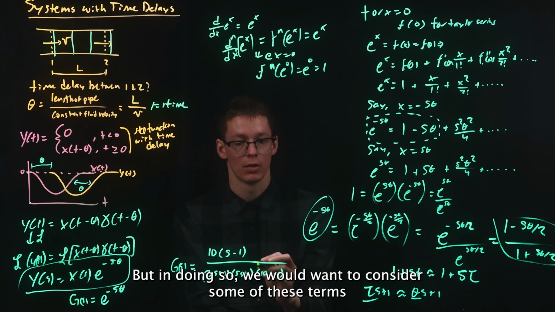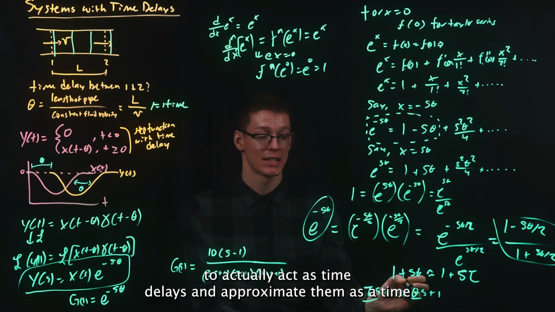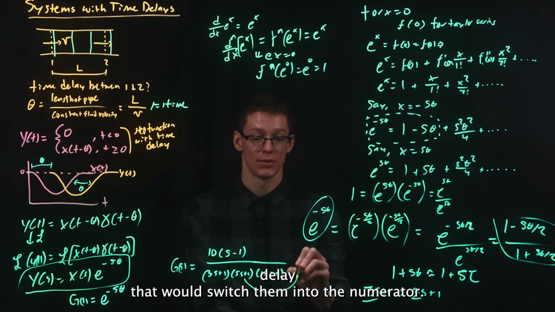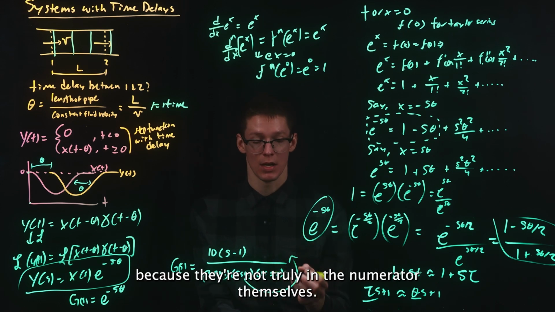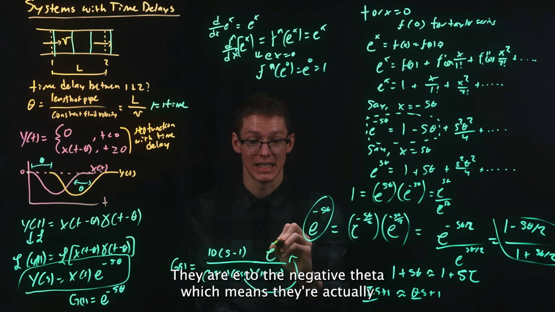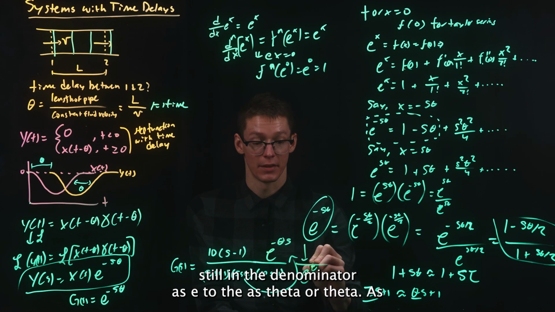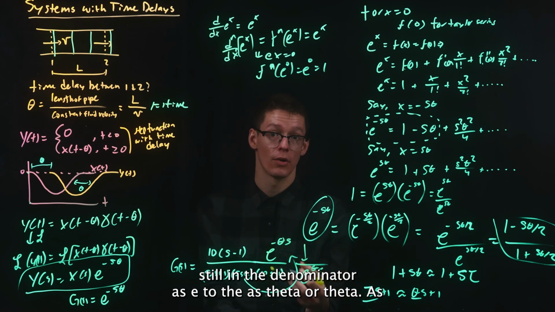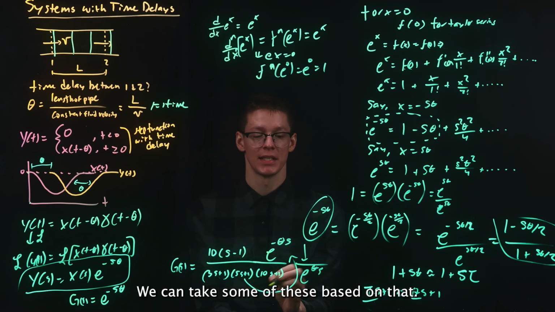But in doing so, we would want to consider some of these terms to actually act as time delays and approximate them as a time delay that would switch them into the numerator. And now this would be a really handy approach because they're not truly in the numerator themselves. They are e to the negative s theta, which means they're actually still in the denominator as e to the s theta or theta s. That works. We can do that. We can take some of these based on that.